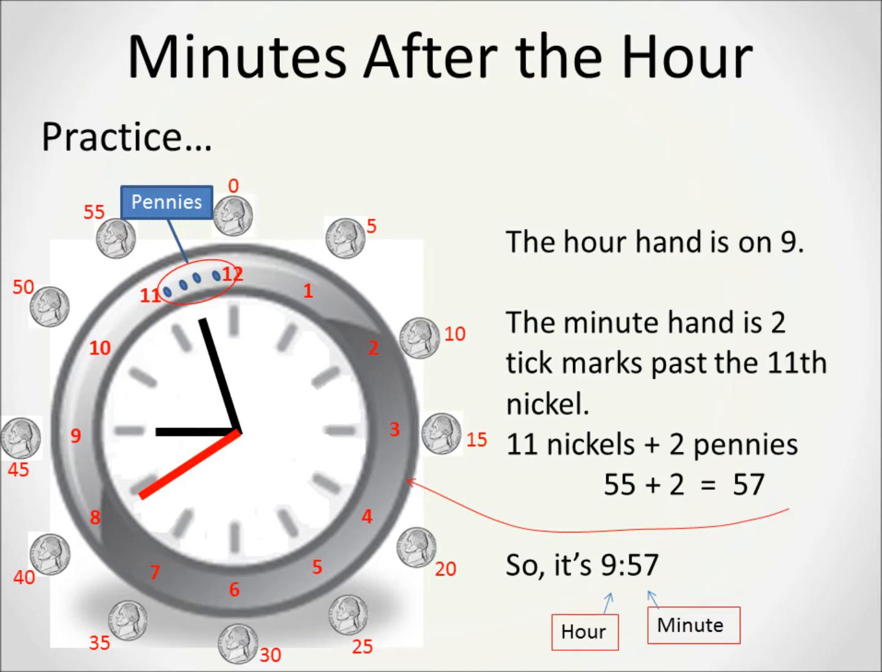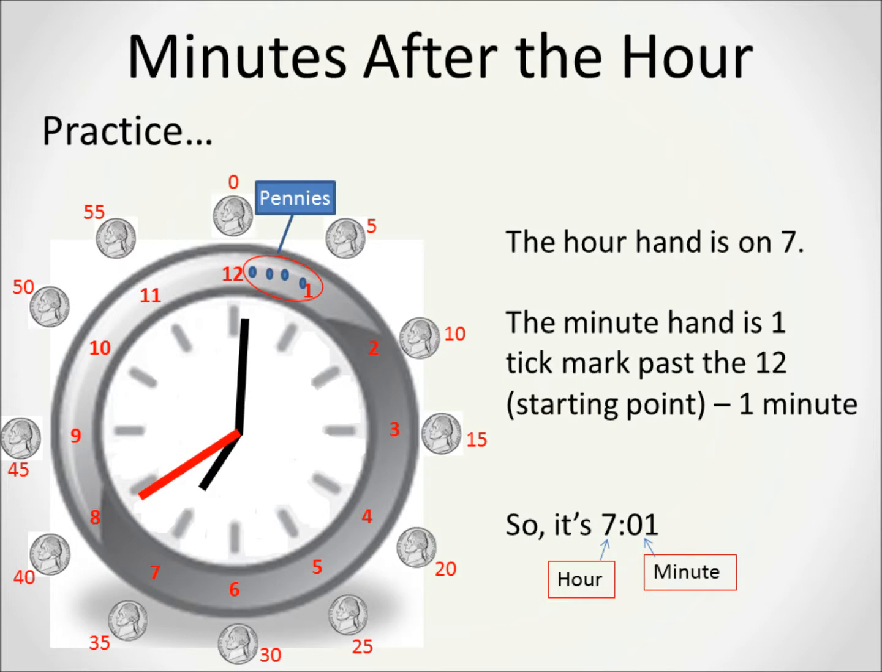On this clock, the shortest hand, the hour hand, is on 9, so it's 9 something. The minute hand is 2 tick marks past the 11th nickel. So add 11 nickels and 2 pennies and you'll have the minutes. 11 times 5 is 55, plus 2 is 57. So the hour is 9 and the minutes is 57. The time is 9:57.